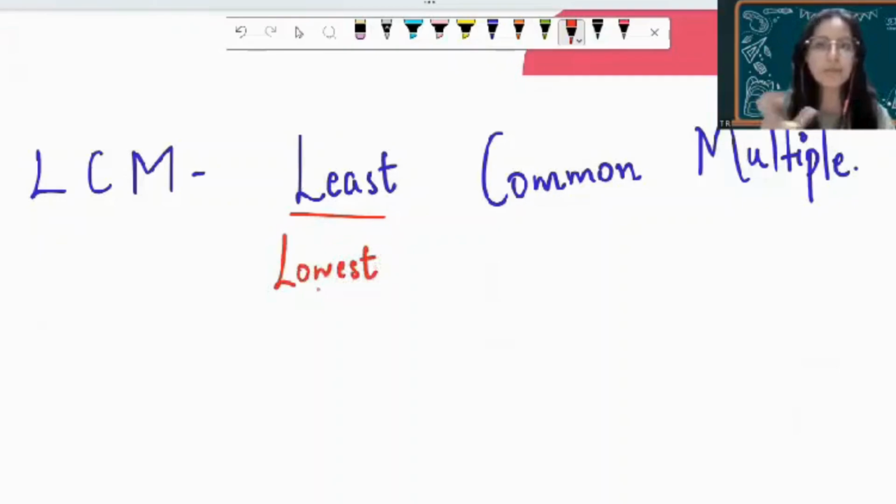So here, common multiple means obviously we are talking about more than one number. So two or maybe three or maybe even more than that. Today we are going to learn about three methods of finding out LCM of two numbers. Let's take two numbers first.